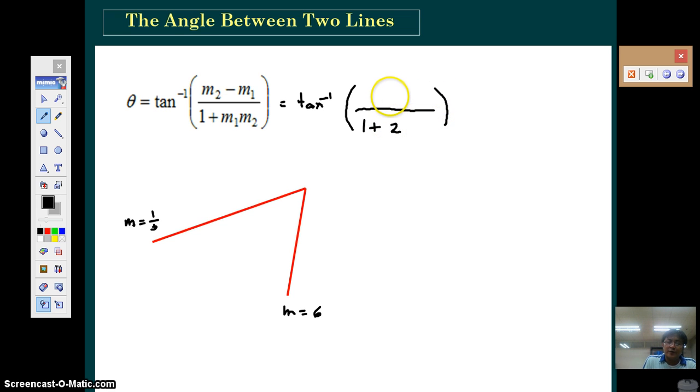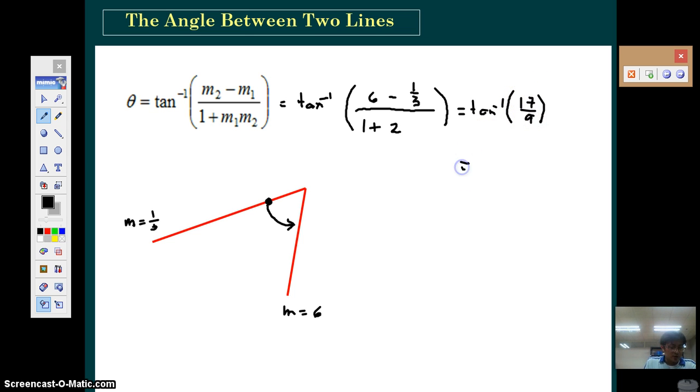Then you should be very careful in the numerator. Which slope should be subtracted from which? Again, how do we draw the angle in standard position? Counterclockwise, so we have to start here, counterclockwise. So the slope that we put first should be 1/3, and this is 6. Simplifying, this is equal to tan inverse of 6 minus 1/3, which is 18 over 3 minus 1/3, that's 17 over 3, all over 3. This will be 17 over 9.